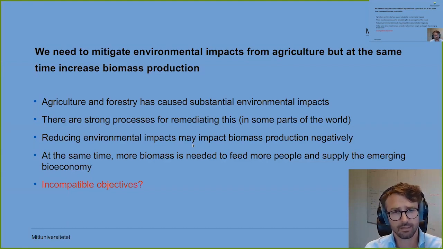And the problem is that we become more people on Earth all the time. We need to feed more people, and people also tend to live more resource intensively, so they need more biomass for that. And we also have an emerging bioeconomy that we need to supply with biomass. So we need more biomass. Are these objectives then incompatible? Because they certainly appear so.